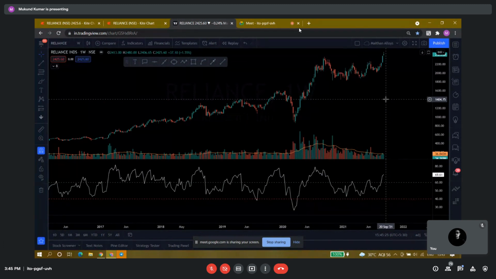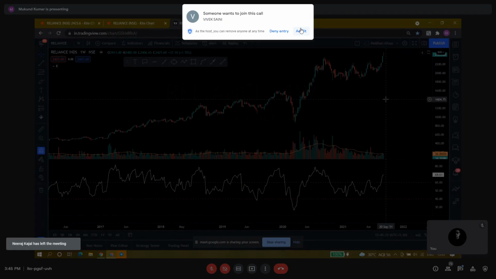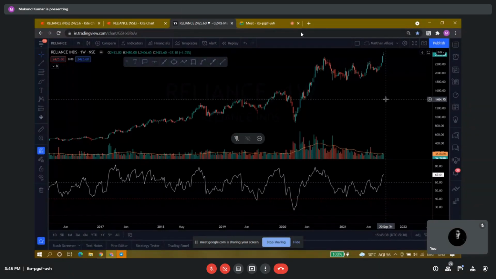Someone told me, sir, how do we get confirmation that if the RSI is around 60, the RSI will take support or resistance, or it will breach and cross 60? So these are a few things. Volume is one thing that will help you understand that there is some indication.